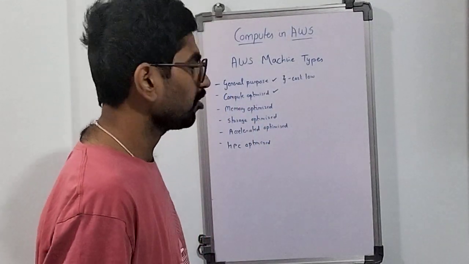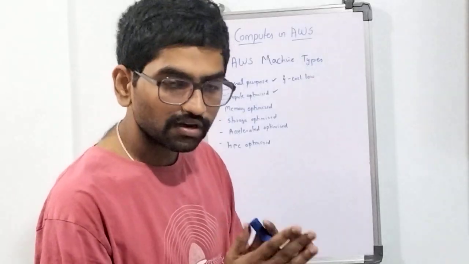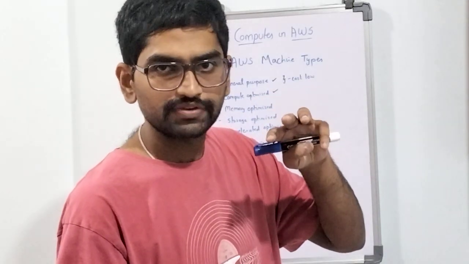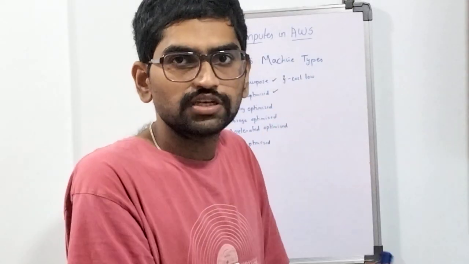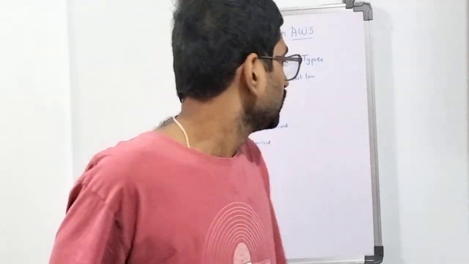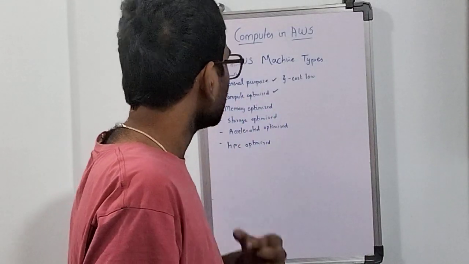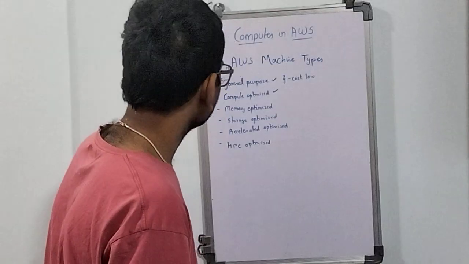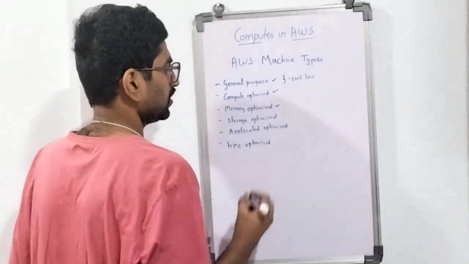The third is memory optimized. You have a large amount of data and you are hosting a service on your Apache server or some AWS server. For doing that, you want your memory to be optimized, so you should use the memory optimized machine type.